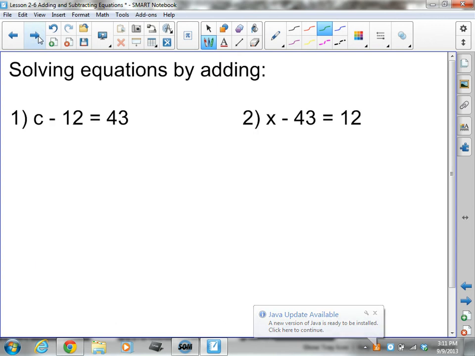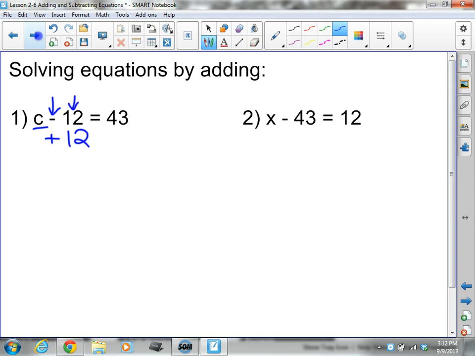Solving equations by adding. We just finished solving equations by subtracting. Now we're going to look at adding. C minus 12 equals 43. Now just like the other one, we want to get the variable all by itself. In this case, we are looking at a subtraction problem. Opposite of subtraction is addition. So I need to add 12, this number right here, to both sides of the problem.